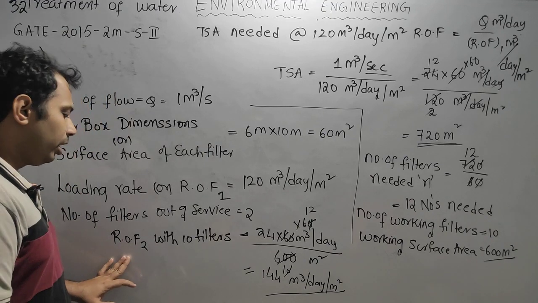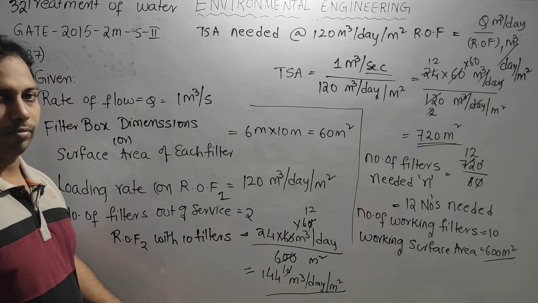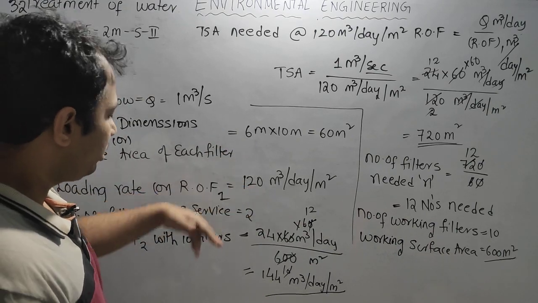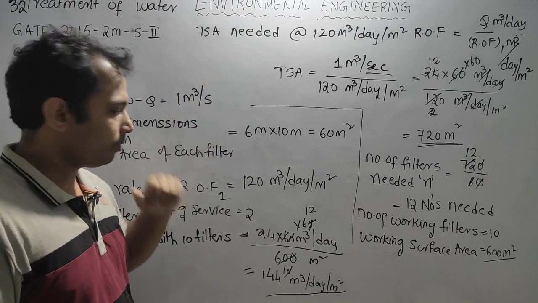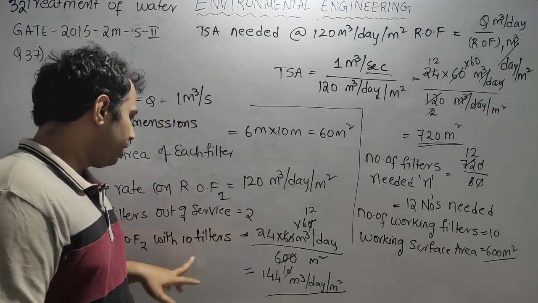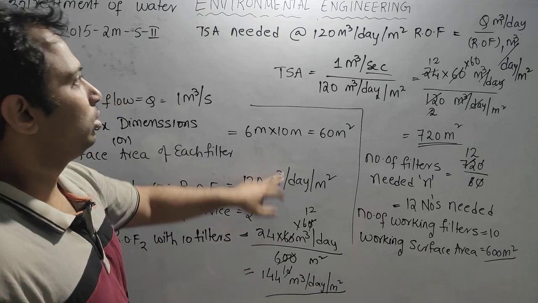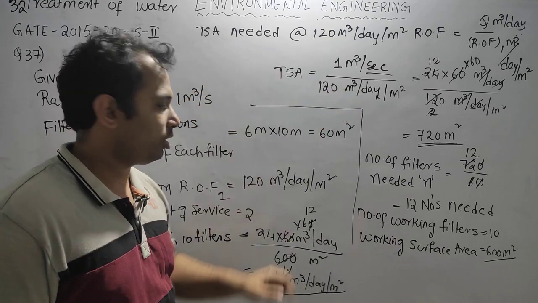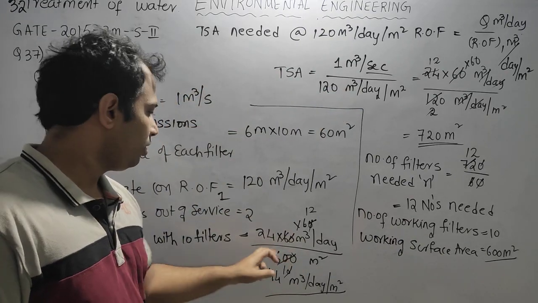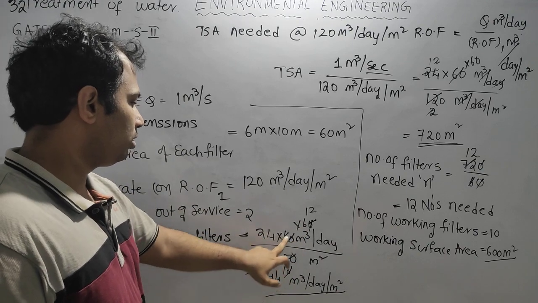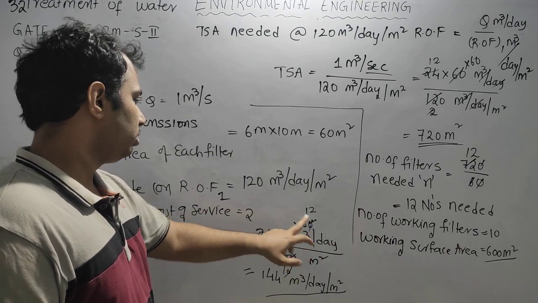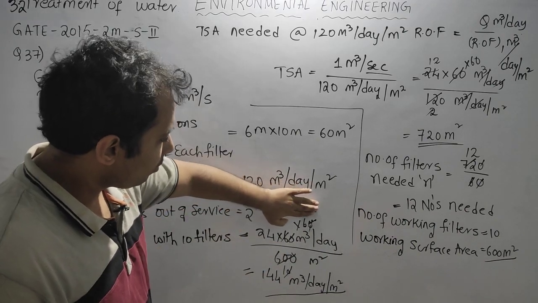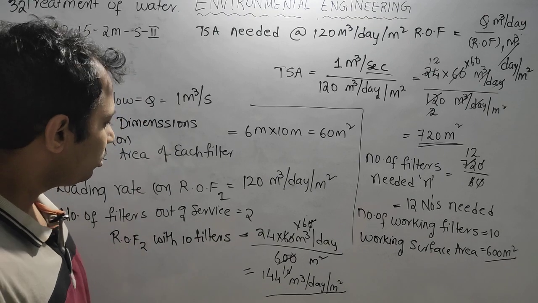Now the rate of filtration or loading rate with 10 filters. Earlier the loading rate was for 12 filters, so if it is 10 filters, obviously this should increase. Rate of filtration is nothing but Q by surface area. If you want the rate of filtration, surface area will go as a denominator. So this is the total surface area, 24 into 60 square by 600. So 6 into 24 is simply 144. Okay, that is the solution.